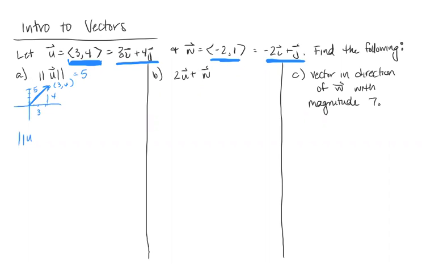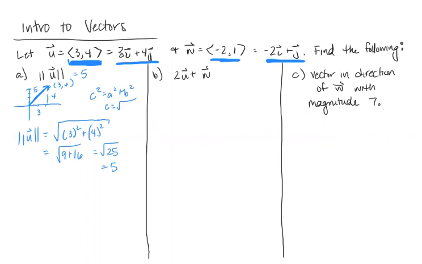The magnitude of u, you do the square root of the x component squared plus the y component squared. This is the Pythagorean theorem solving for c. If you were to do that, you would have c squared equals a squared plus b squared. Eventually, you would do c as the square root of those things. That's exactly what we're doing. So this would be the square root of 9 plus 16, which is the square root of 25, which is 5, and that's what we got. So the magnitude of u is equal to 5.